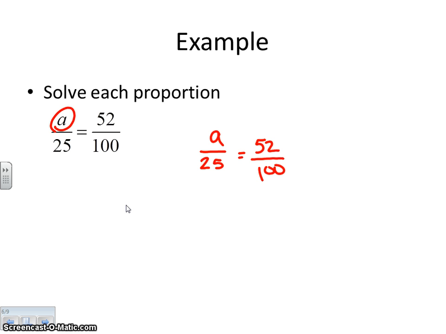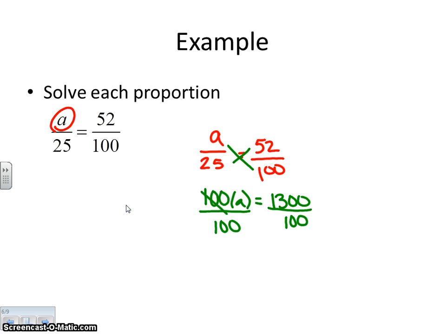And what I want to do is make this a proportion. I want to make these equal ratios. So what I'm going to do is actually do what's called the cross product. I'm going to cross multiply here, and I have 100 times A equals 25 times 52, which is 1,300. Now, then you're going to divide by 100.